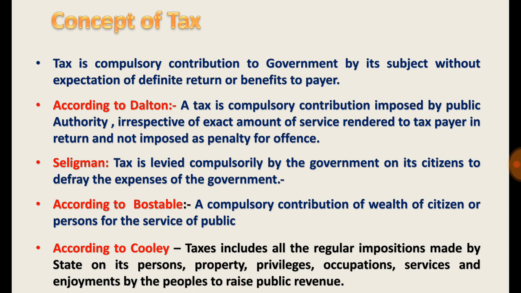See, it is paid without expectation of definite returns. Though it is a compulsory contribution, the payer is not going to get anything specific back. And the third thing is that the taxpayers are not going to get a direct benefit. They may get indirect benefits. So this is the general thing you must understand. Tax is nothing but a compulsory contribution to government without expectation of any specific benefit. Afterwards we are going to discuss how it is without expecting a specific benefit.